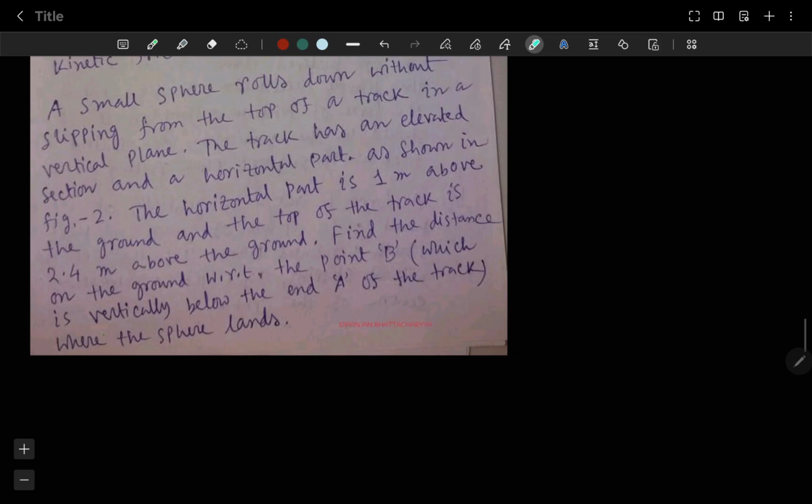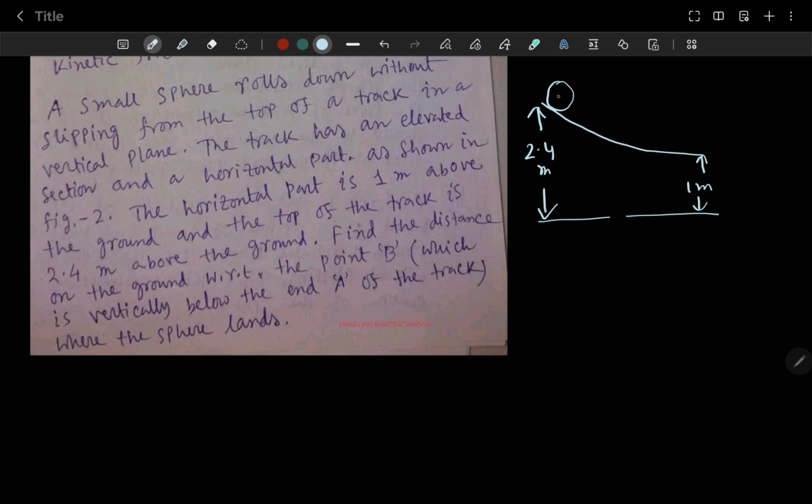See, it is like this. The track is like this, and this is the ground. Okay, so this is 2.4 meter. Okay, and this is 1 meter. Okay, the sphere is rolling down from here to here. Okay, then it falls on the ground like this.